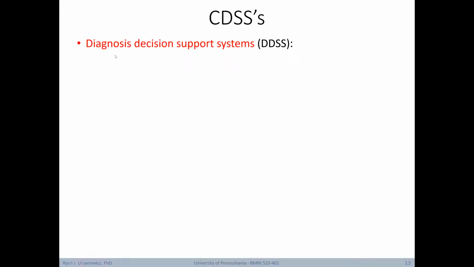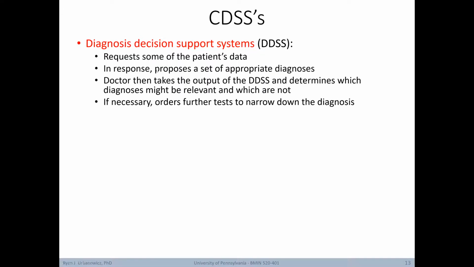One clinical decision support system that we've mentioned is a Diagnosis Decision Support System, or a DDSS. Such a system will request some of the patient's data, and in response it'll propose a set of appropriate diagnoses. The doctor then takes the output of the DDSS and determines which diagnosis might be relevant and which are not. And further, if necessary, to order further tests to narrow down that diagnosis. Again, this isn't meant to replace a physician, simply to supplement and improve their diagnoses.